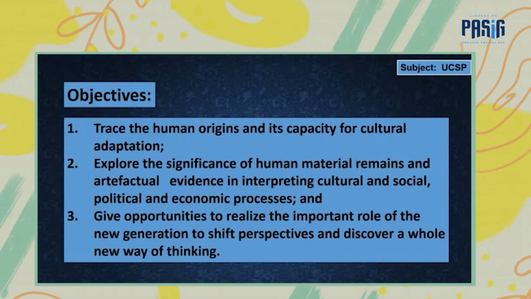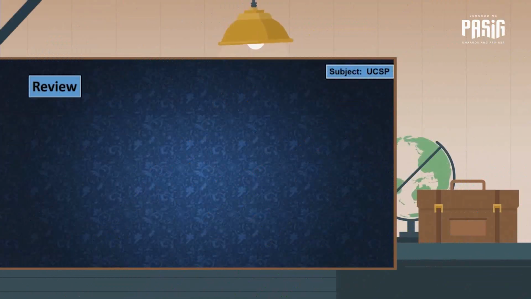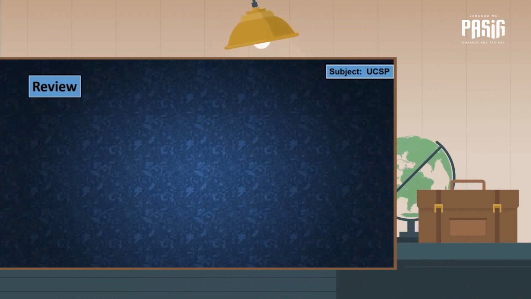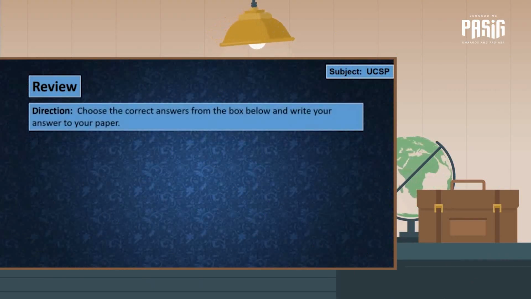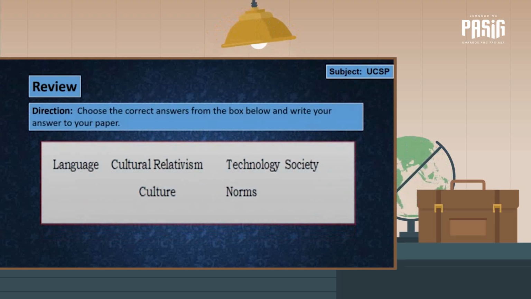And 3. Give opportunities to realize the important role of the new generation to shift perspectives and discover a whole new way of thinking. But before we move on to our lesson, take your paper and pen to answer the following questions as part of your review. This is the direction. Choose the correct answers from the box below and write your answer on your paper. I will read each question twice, and I will give 8 seconds to answer each item.